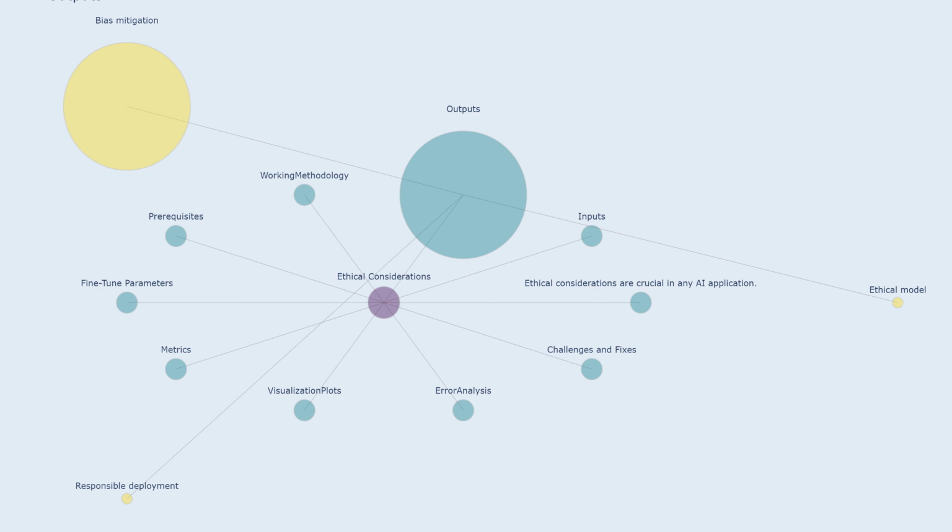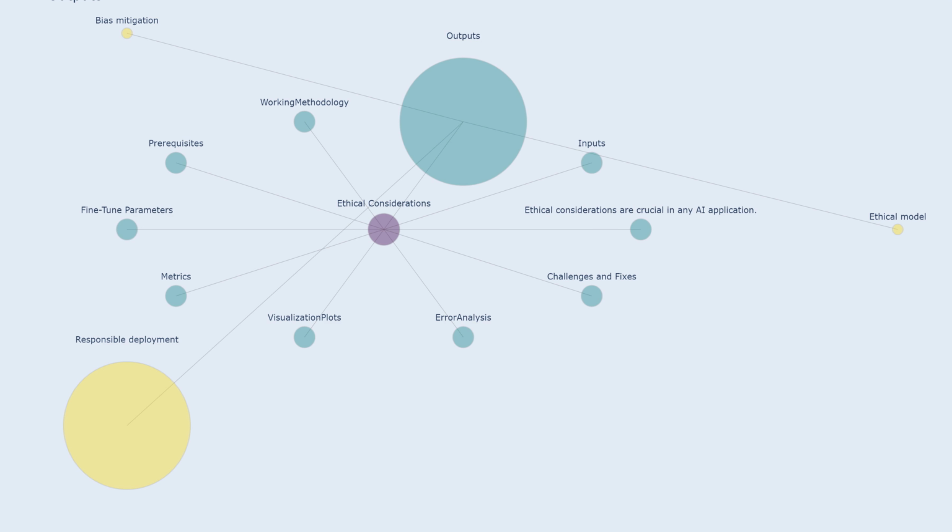Data integrity. Data integrity is fundamental to the development of ethical AI systems. It ensures that the data used to train AI models is accurate, reliable, and free from bias. Data integrity is crucial for building trust in AI systems and ensuring that they make accurate and fair predictions.